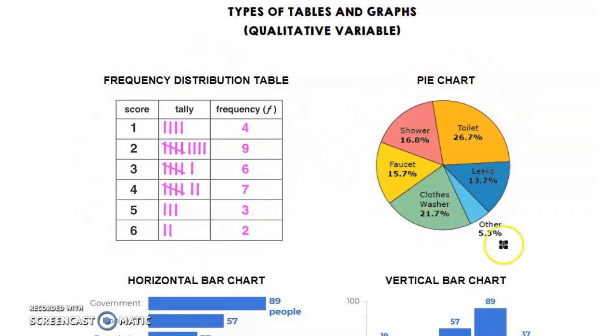And we also have the pie chart. Remember that when we draw a pie chart, the thing that we need to label on the slices is the category itself. Category means, for example, here shower, faucet, leaks, toilet. And then the figure that we should put is the percentage for each category, not the degree for each slice.